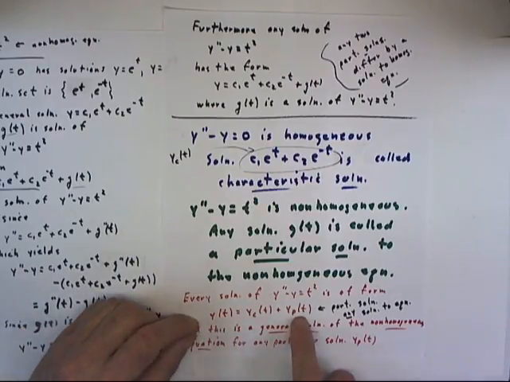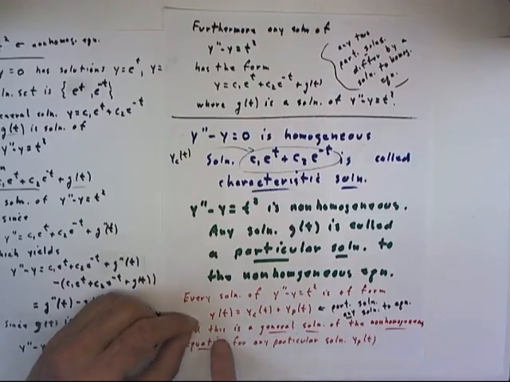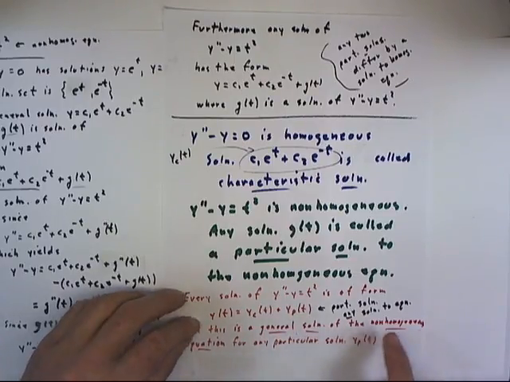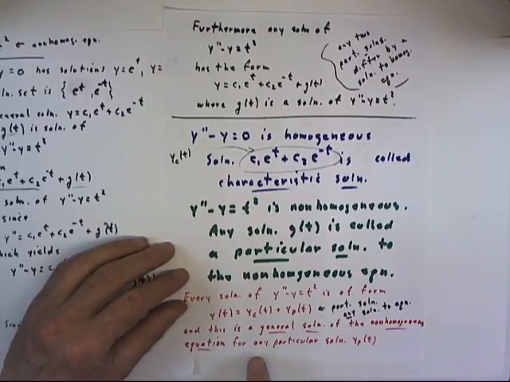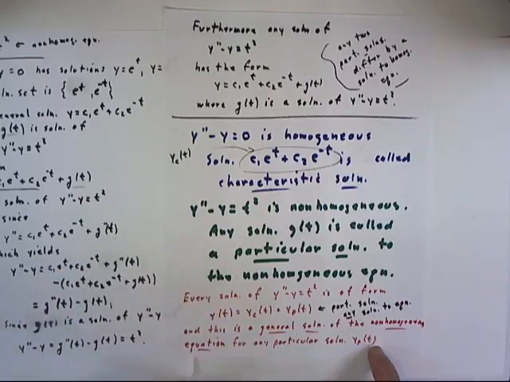And since every solution can be written this way, we call this the general solution of the non-homogeneous equation. It will apply for any particular solution y sub p. It doesn't matter what the particular solution is. Again, two particular solutions are going to differ only by a solution to the characteristic equation, so this statement is going to hold.